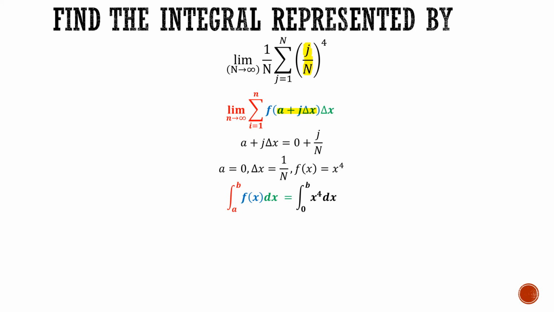To find my b value, I'm going to use my formula for delta x. I know that delta x is b minus a over n, but we know that a is 0, so that's b minus 0 over n. And I know the delta x in this formula was 1 over n, so b minus 0 over n has to be 1 over n, which means that b minus 0 has to equal 1, or b equals 1. Now I can write my final integral as the integral from 0 to 1 of x to the fourth dx.